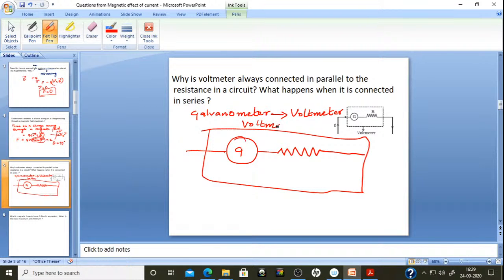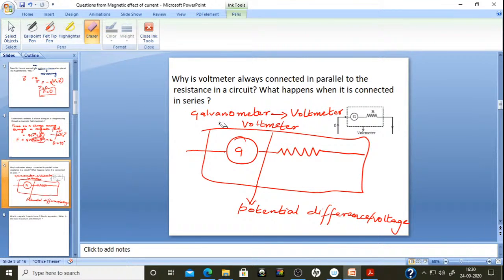I hope you know what a voltmeter does. A voltmeter is used to measure the potential difference, the voltage. A voltmeter is a device that measures potential difference or voltage across two ends, right? So how to convert a galvanometer to a voltmeter? Connect a high resistance in series with the galvanometer and you will get a voltmeter. So the question is, why is this voltmeter connected in parallel and not in series? Why do we connect it in parallel?